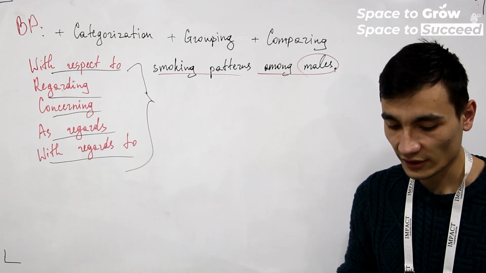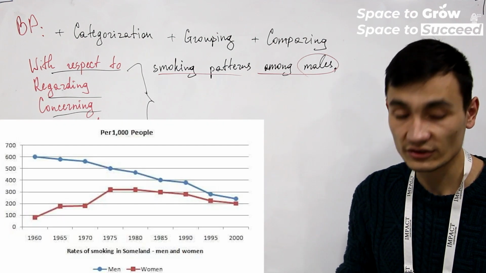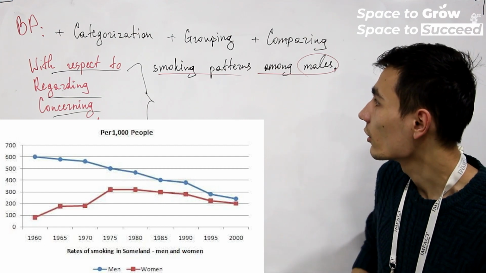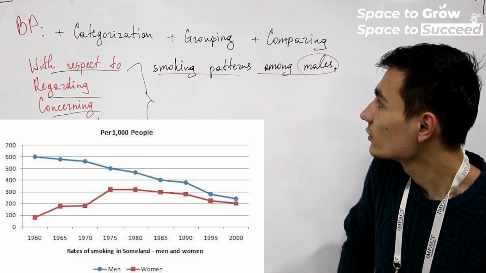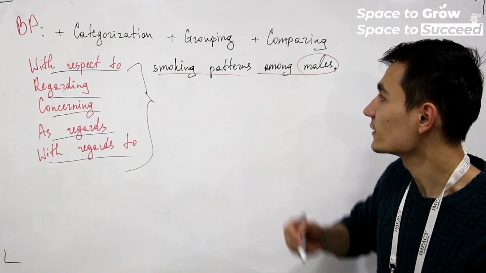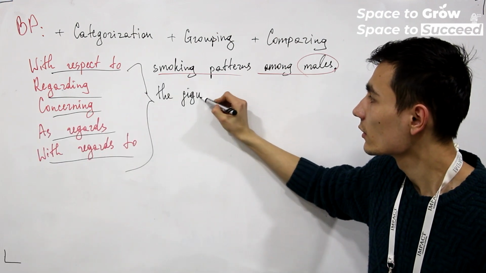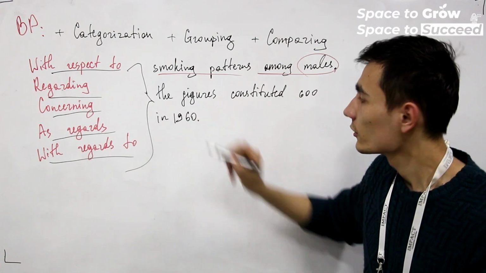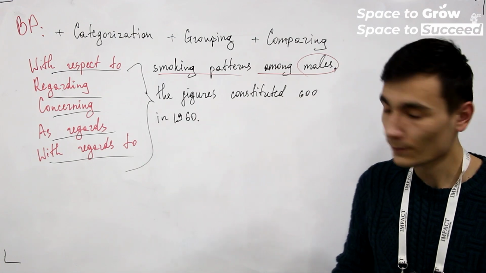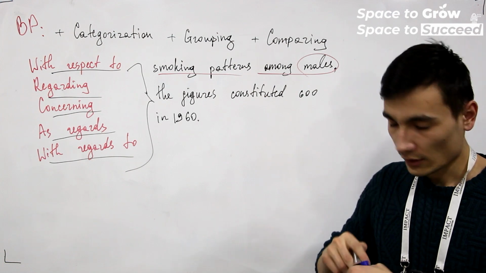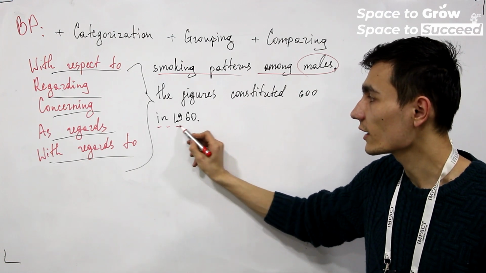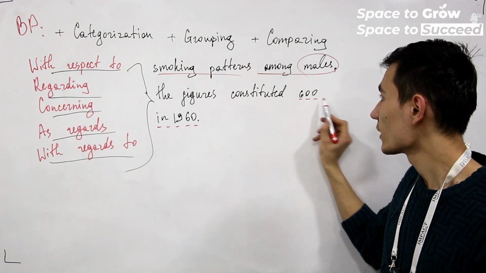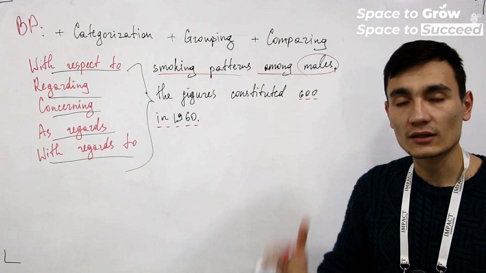So it was at exactly 600. So we have to give this number here now. So the figure, we can say the figures constituted 600 in 1960. So we just gave the first sentence, which was the beginning. As you see, at the end, you have to state the period. Before that, you have to state the number itself, because it's our body paragraph.